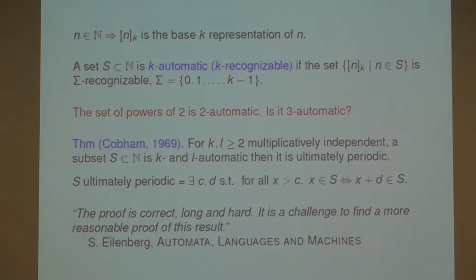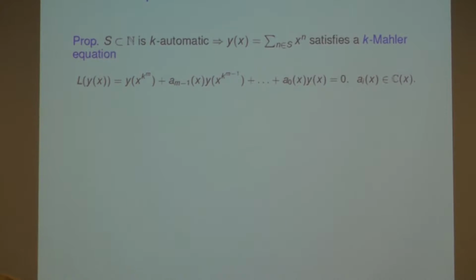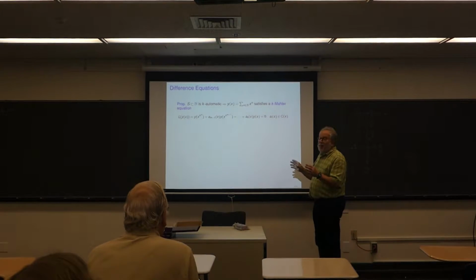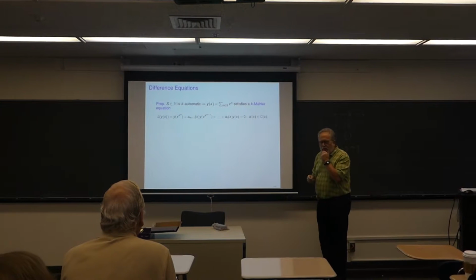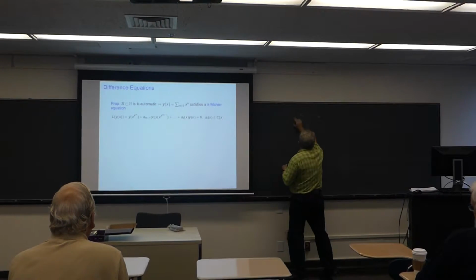At this point, I'm going to stop this and talk about difference equations. My difference equations come up in this context, and here's the reason. If I start with a k-automatic set, and I look at this generating function, the sum over powers of x, where a power of x appears if and only if that power is in the set, then if S is automatic, this generating function will satisfy this k-Mahler equation. So it's a difference equation with respect to the following automorphism.